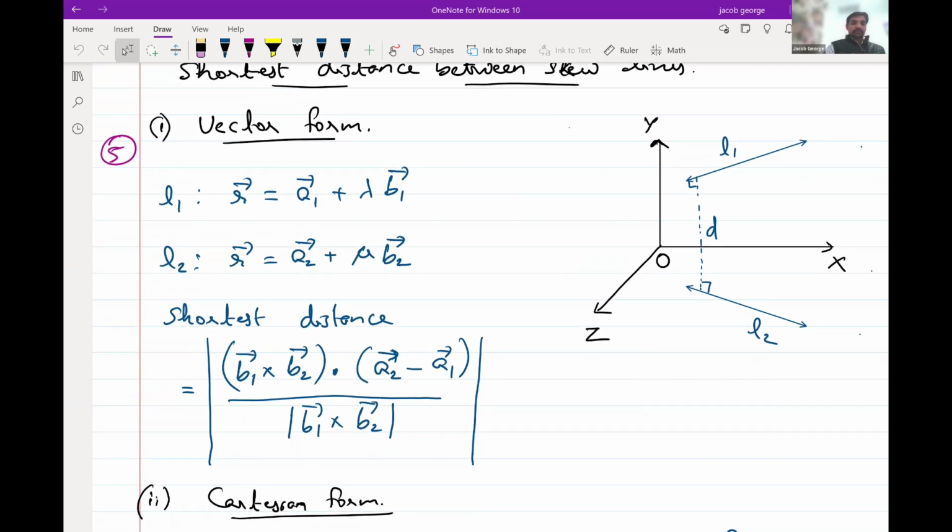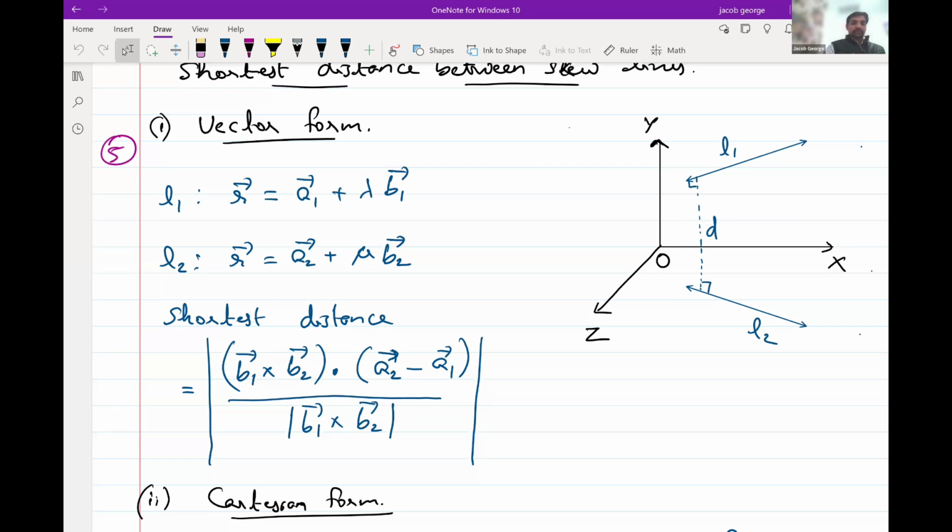L1 and L2. This is the vector form. What is L1? r vector is a1 vector plus lambda b1 vector. r vector is a2 vector plus mu b2 vector. And when they are skew lines, this b1 and b2 are not in proportion. Study the formula right now. This is the unique formula for skew lines. What is the formula? Distance is modulus of (b1 cross b2) dot (a2 minus a1) by magnitude of b1 cross b2. All of you study the formula.